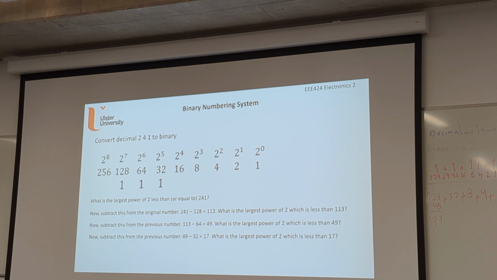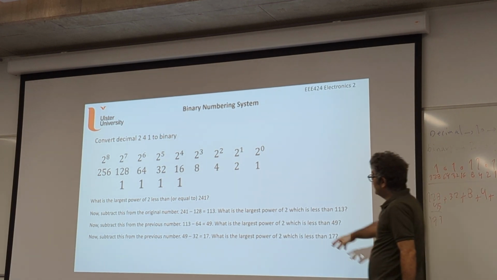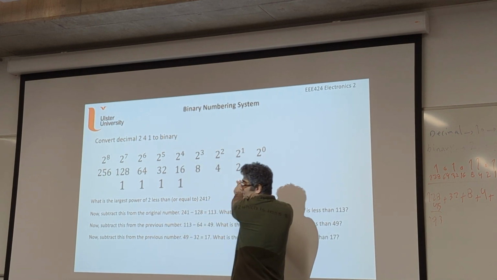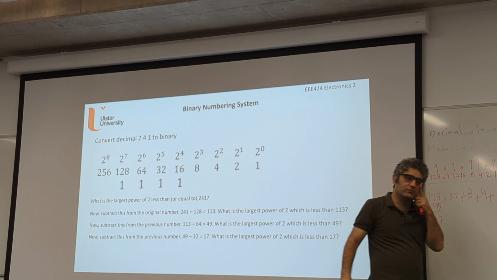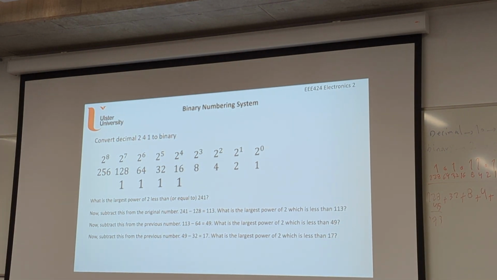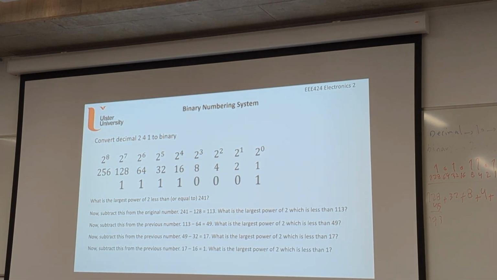And then 49 minus 32 would be 17. Again, 17 is between 16 and 32. We put 1 beside 16. And then 17 minus 16 would be 1. Okay? So, then 1 would be here. So it means that these should be 0, because 1 is between 1 and 2. Then we put only 1 at 1. Yeah? And this would be the binary, okay?